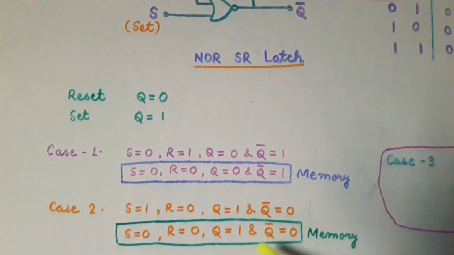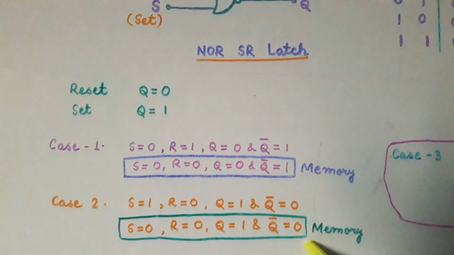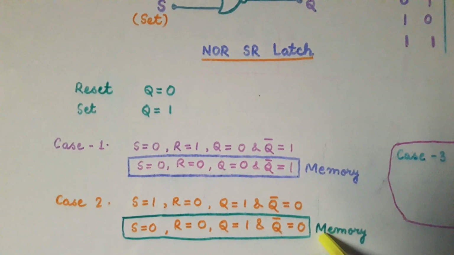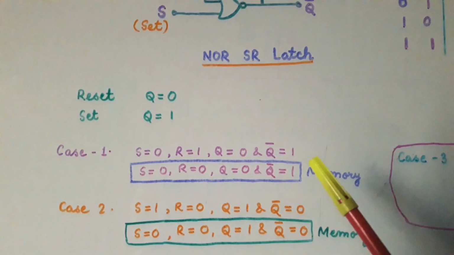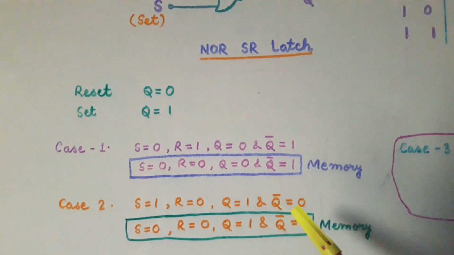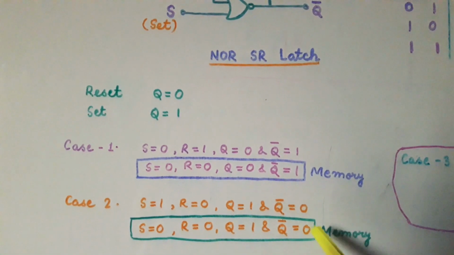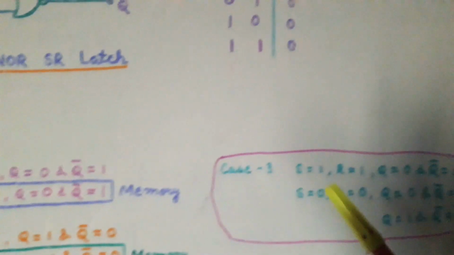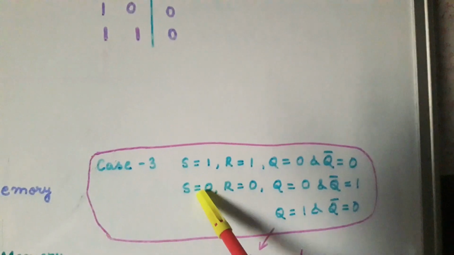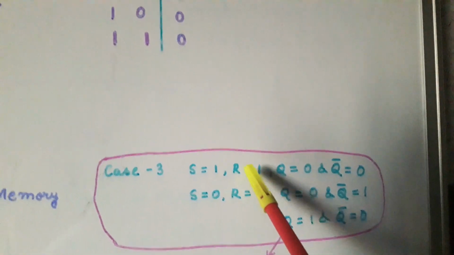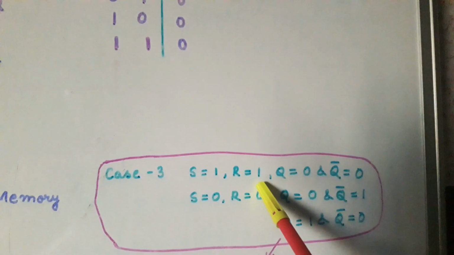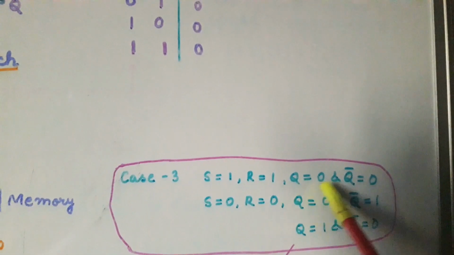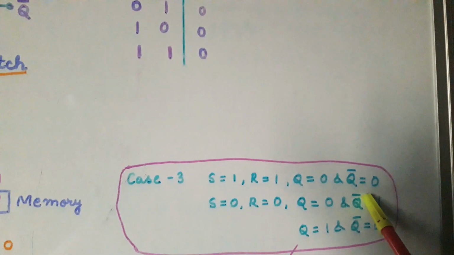So these are two very important cases in the SR latch using NOR gates, but there is still one more case which is very important. So let us now move to the third case, that is when the values of S and R are both equal to 1, and let us find out the output in this case.